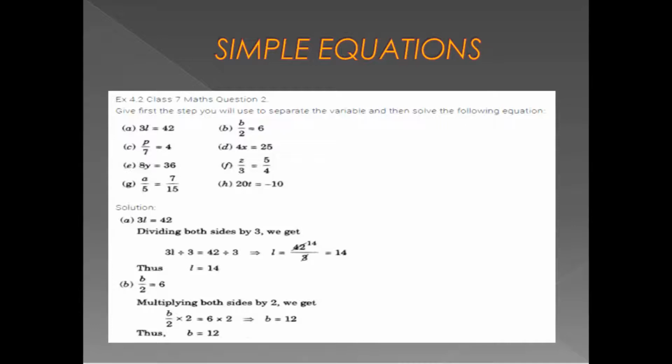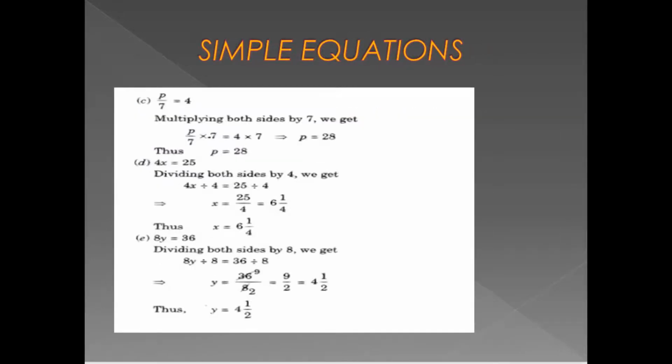Then is the B part. B by 2 is equal to 6. We are having 2 in the division, so we'll multiply by 2 on both the sides. B by 2 into 2 is equal to 6 into 2. B is equal to 12.